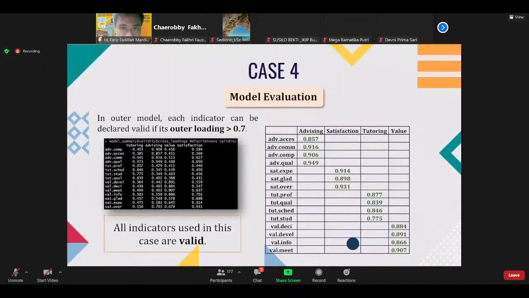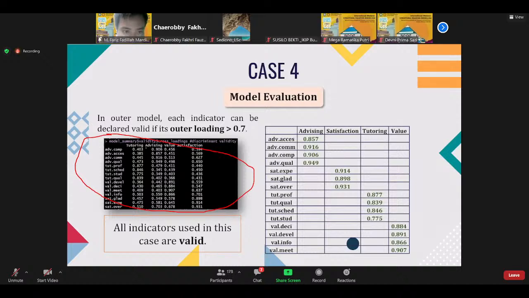So in this case, we interpret the result of the last example. The first one is model evaluation. Based on the result in R, in the outer model, an indicator can be declared valid if its outer loading is greater than 0.7. And then all indicators used in this case are valid. This can be summarized in this table.